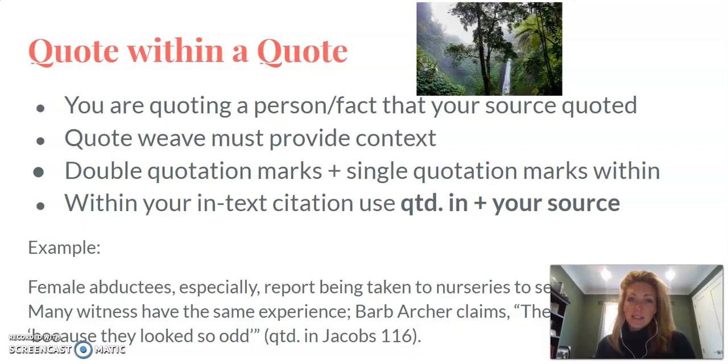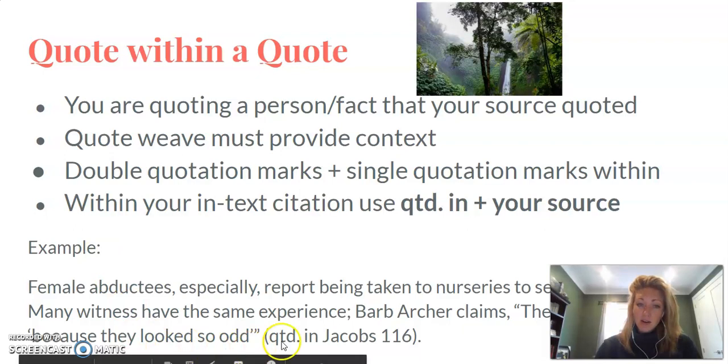Okay, we had students already asking about this when we were in class, and this is if you have a direct quote and within that direct quote, someone else is quoted. You're like, what do I do? It's quoting within another quote. So you are quoting a person or a fact that your source also quoted. If you're using good sources, they're probably going to have other references within it because that shows it's a credible source.